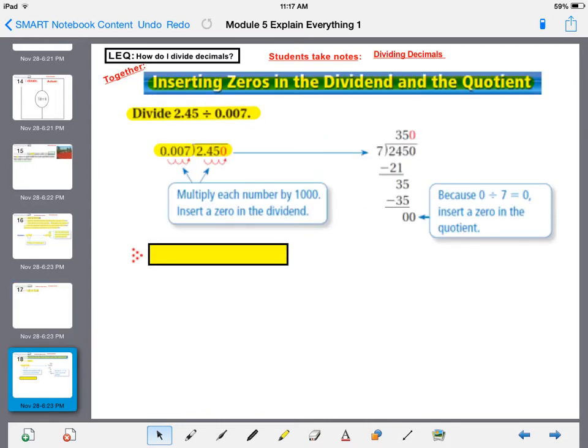Now this slide shows us sometimes we're going to have to insert zeros in the dividend and the quotient because, for example, if we have 7 thousandths and we're trying to divide it into 2 and 45 hundredths, we had to move it over 1, 2, 3 times in order to make it a whole number 7, as you clearly see here. So if we did that to the divisor, we had to do the same thing to the dividend, and so when we counted over 3 times, there was that empty spot there, and you had to insert a 0.